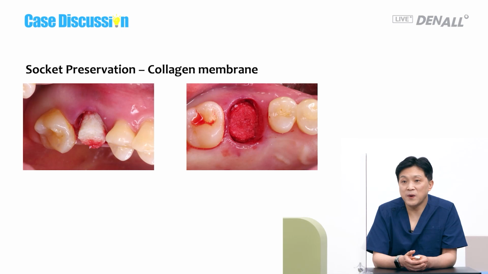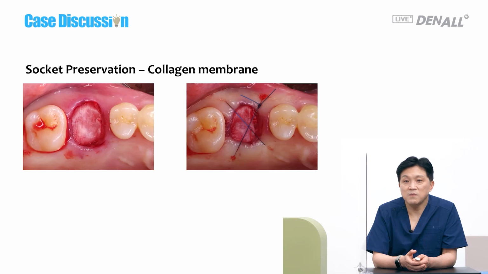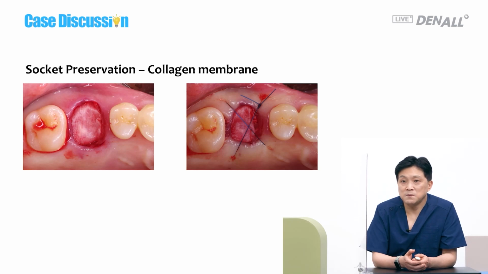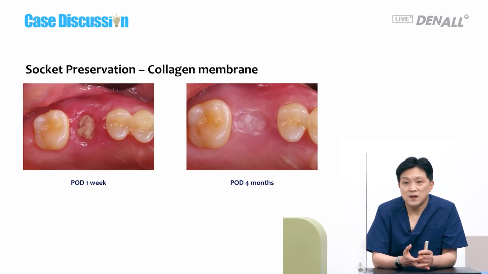After extraction, according to the architecture of the socket, grafting is done. It is covered with the collagen membrane and sutured. As you can see, after suturing, the gingiva whitened. You shouldn't make something like that.